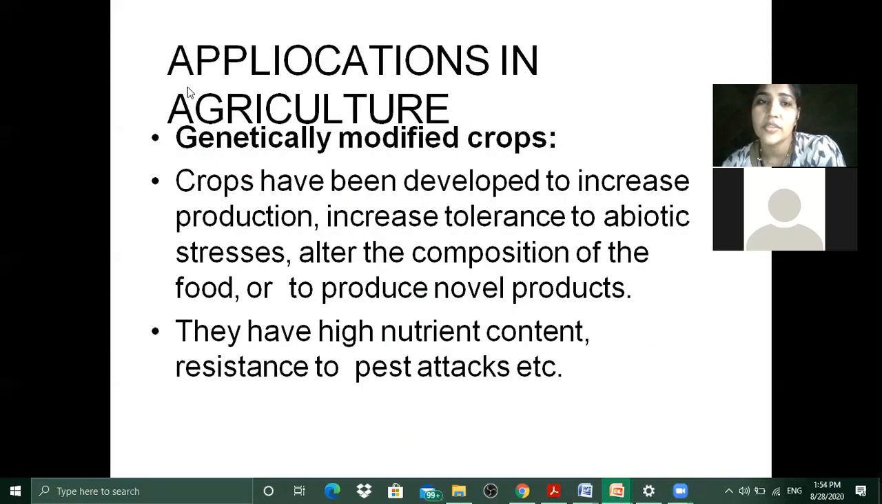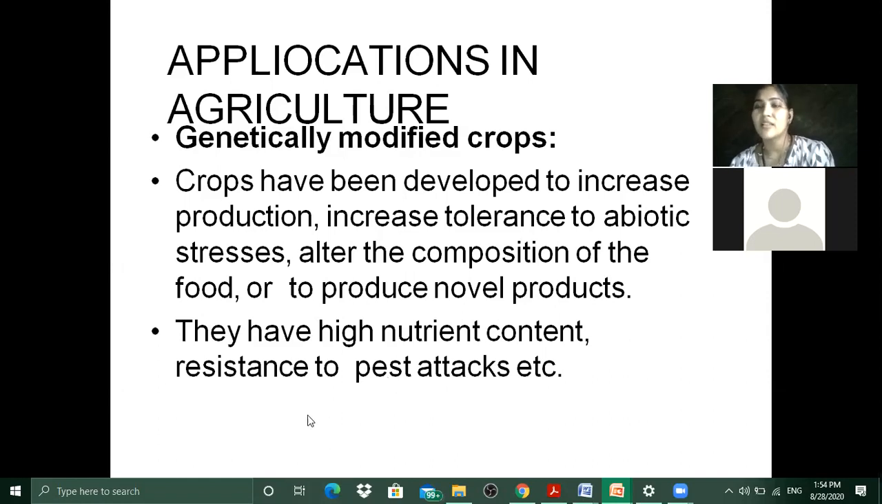Then applications in agriculture, so genetically modified crops. An application of genetic manipulation in agriculture is that you can make genetically modified crops. Crops have been developed to increase production, increase tolerance to abiotic stresses, alter the composition of the food, or produce novel products. They have high nutrient content, resistance to pest attack, etc.